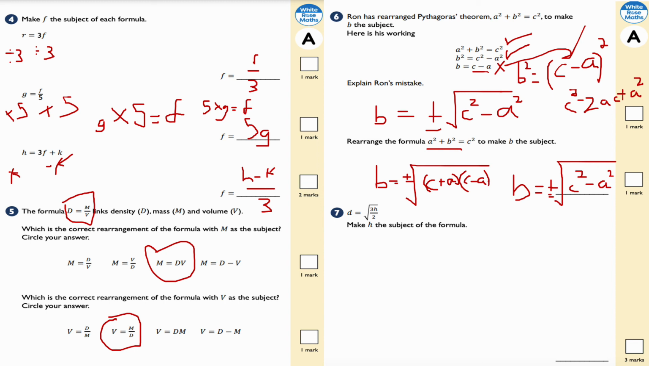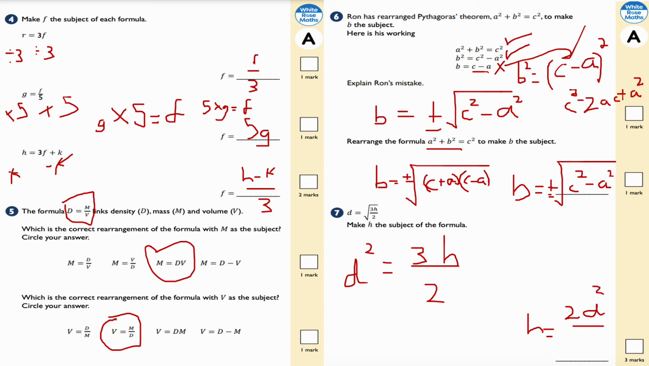This is question number 7. d is equal to the square root of 3h over 2. Well, if I square both sides, because that's the opposite of square rooting, multiply by 2 and then divide by 3, I get that h is equal to 2d squared over 3.